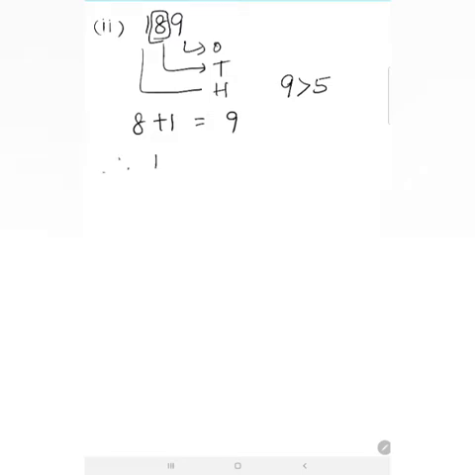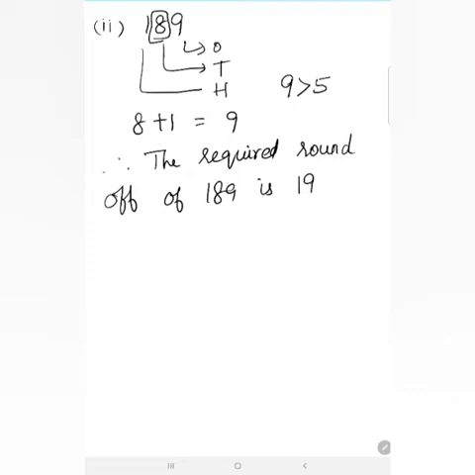Therefore, the required round off number of 189 is 190. Okay. Then one more example.